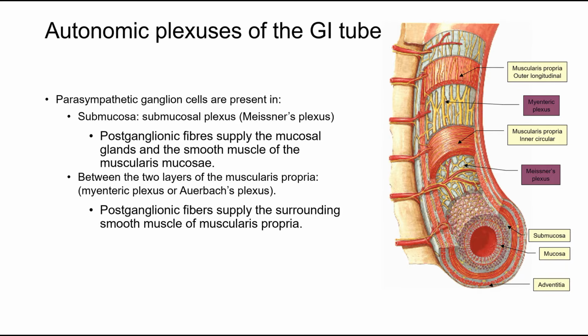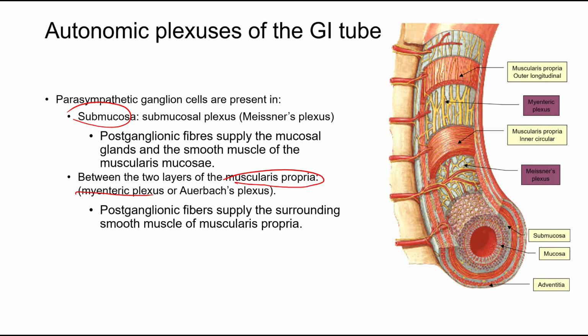The autonomic plexuses in the wall, there are two places where autonomic plexuses are located. I mentioned that in the submucosa, there is what we call the submucosal plexus. And then in the muscularis, between the two layers of the muscularis propria, there's the myenteric plexus or Auerbach plexus.